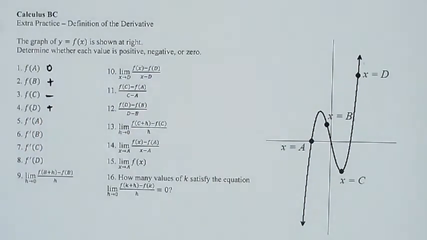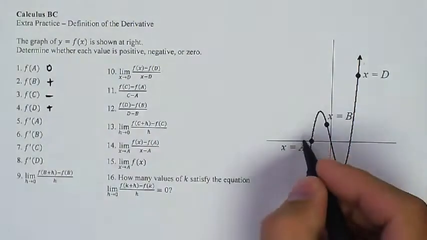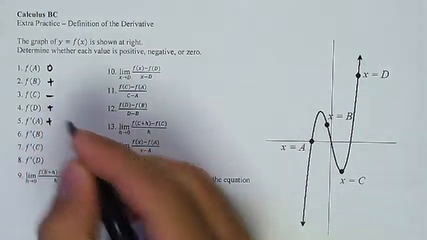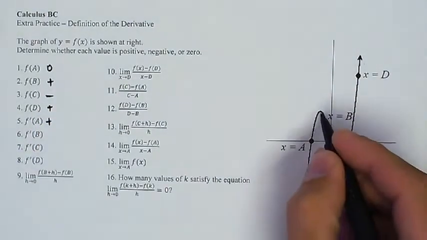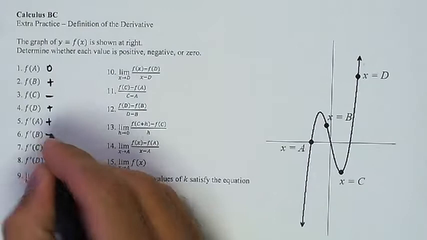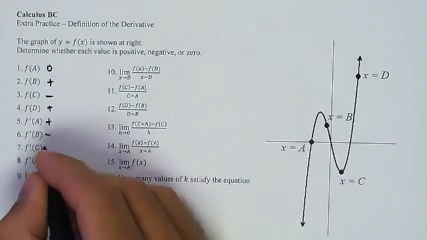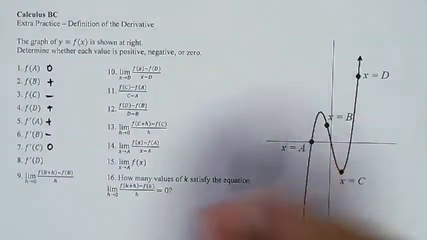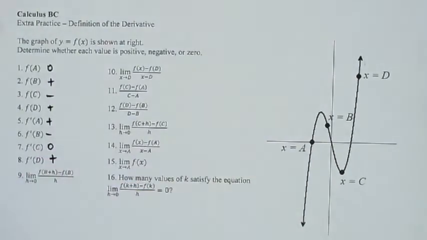Okay. f prime of a represents the slope of the graph of f at the point where x equals a. Okay, that's got positive slope there, so I'm going to say it's positive. At b, I've got negative slope. At c, it looks like I've got 0 slope. And at d, it looks like I've got positive slope again.